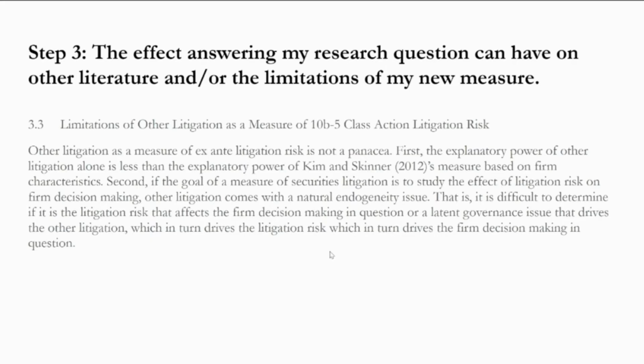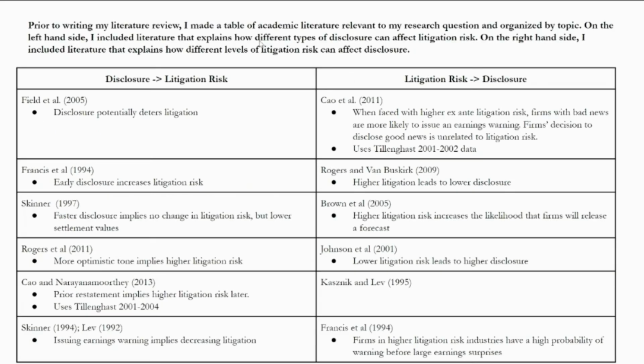Step 3 is the effect answering my research question can have on other literature and/or the limitations of my new measure. So in this case, you will either explain how answering your research question can change the findings of the existing literature. For example, if I say my new measure of other litigation, instead of, let's say, Field et al., they find that disclosure potentially deters litigation, right?